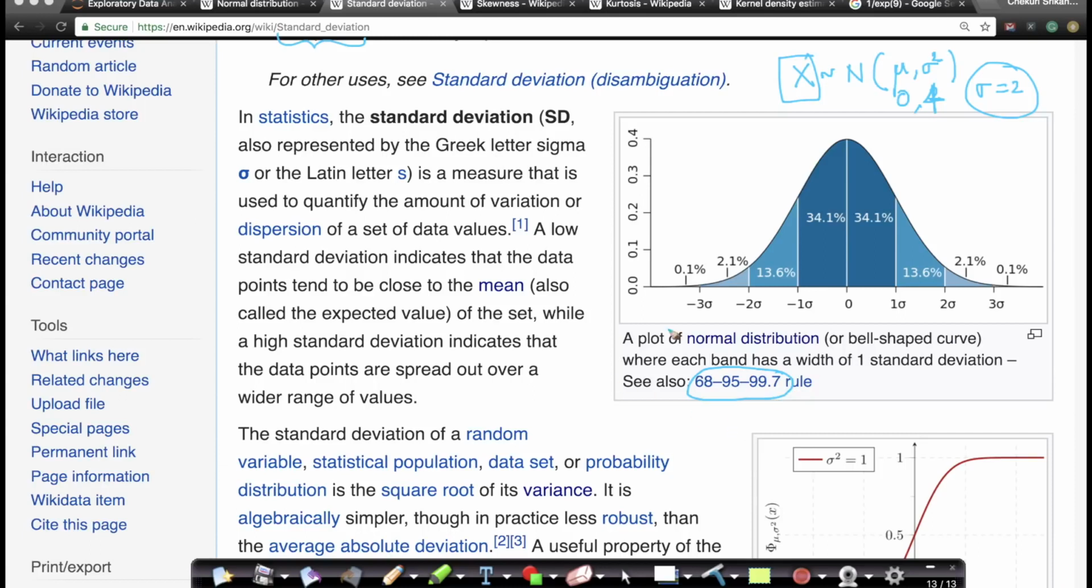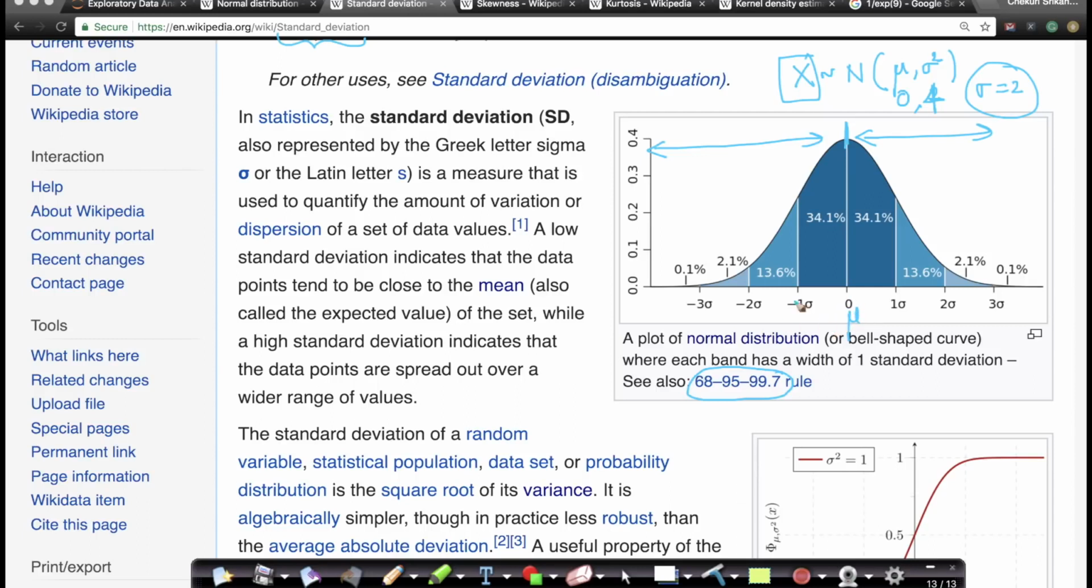rule. Let's see. So first of all, we do know that your Gaussian random variable is symmetric, which means 50% of your points should lie on one side of the mean and 50% of your points should lie on the other side of the mean. By the way, this is what your mean is. You just mentioned mean equals 0.